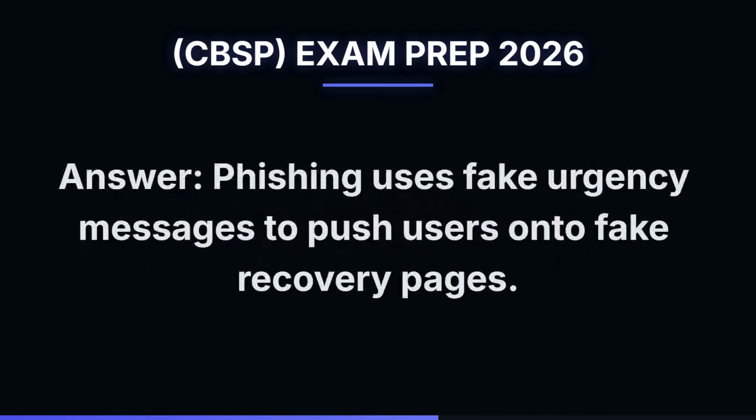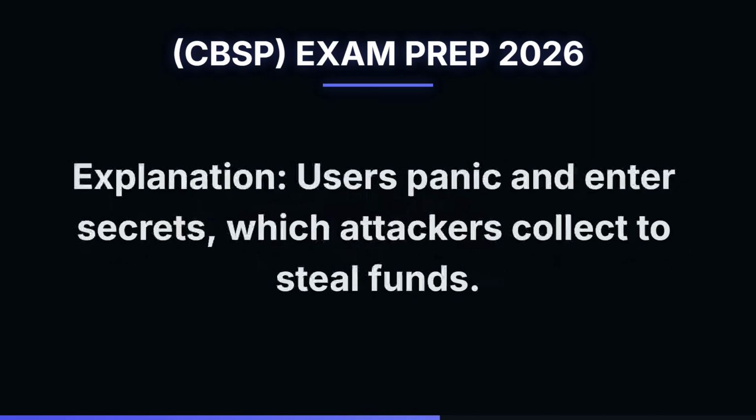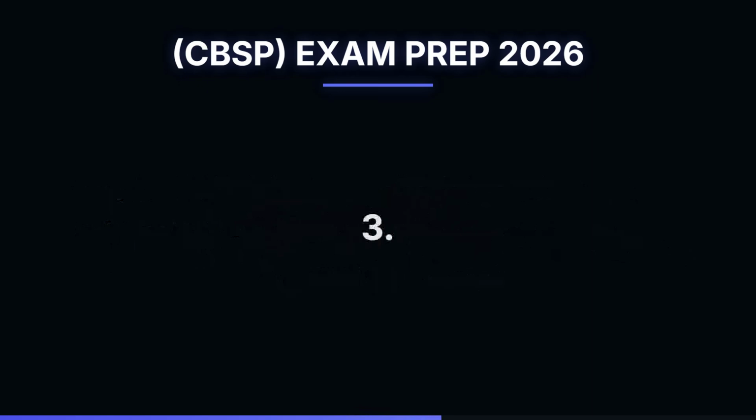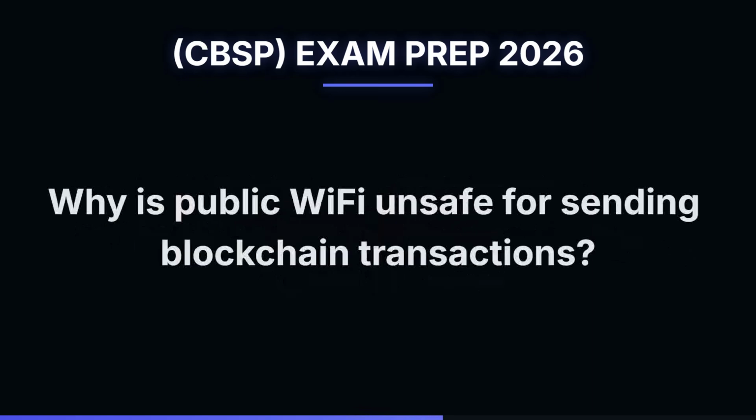Phishing uses fake urgency messages to push users onto fake recovery pages. Users panic and enter secrets, which attackers collect to steal funds. 3. Why is public Wi-Fi unsafe for sending blockchain transactions?